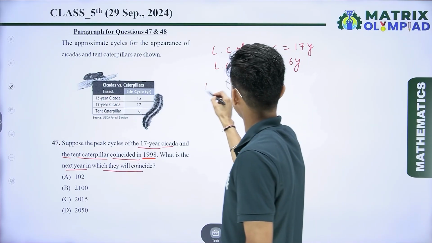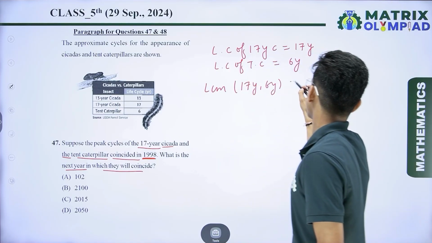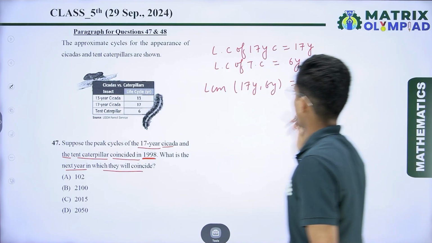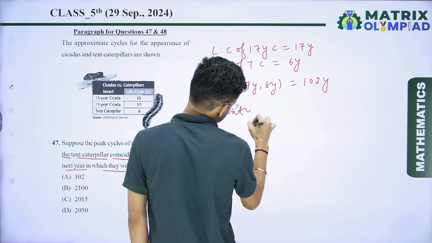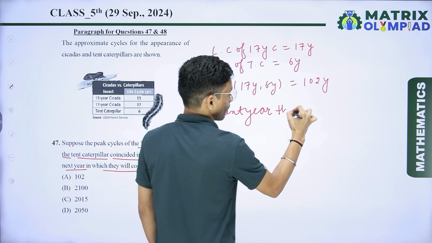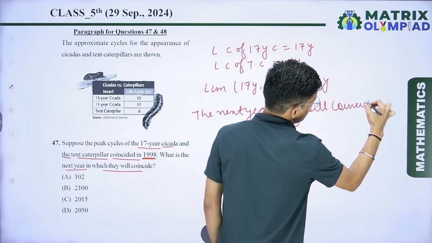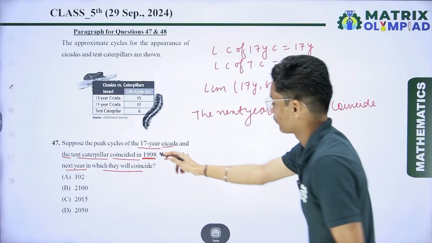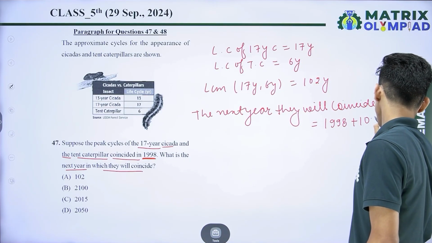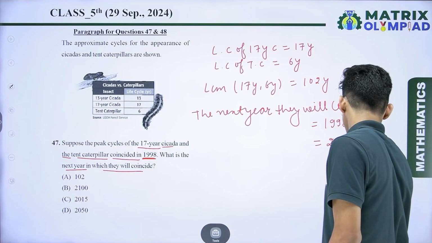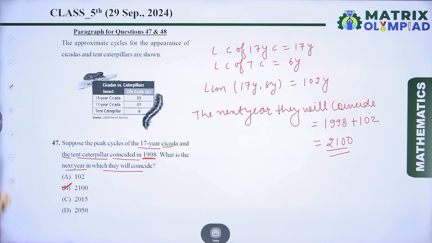Now I take LCM. So LCM of 17 years and 6 years is 102 years. Now I can say that the next year they will coincide is equal to 1998 plus 102. So I can say that 2100. So here 2100, option number B is correct.